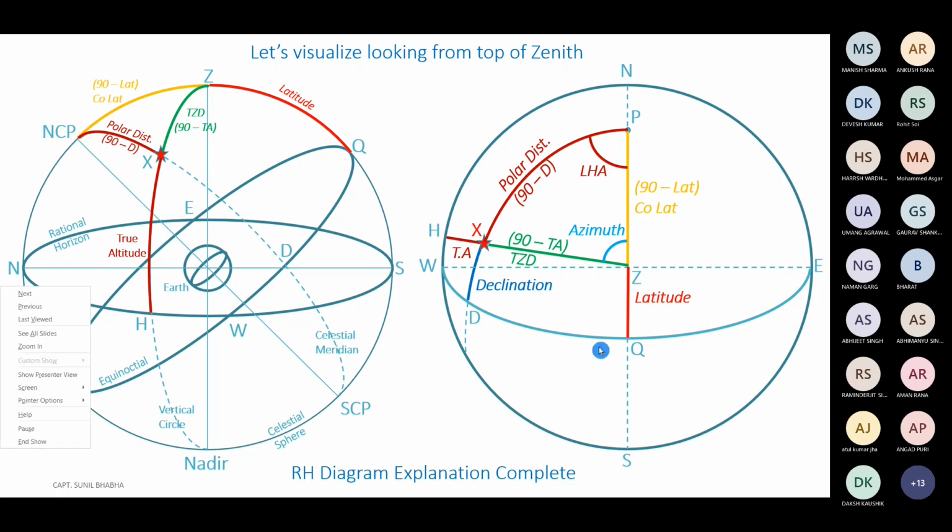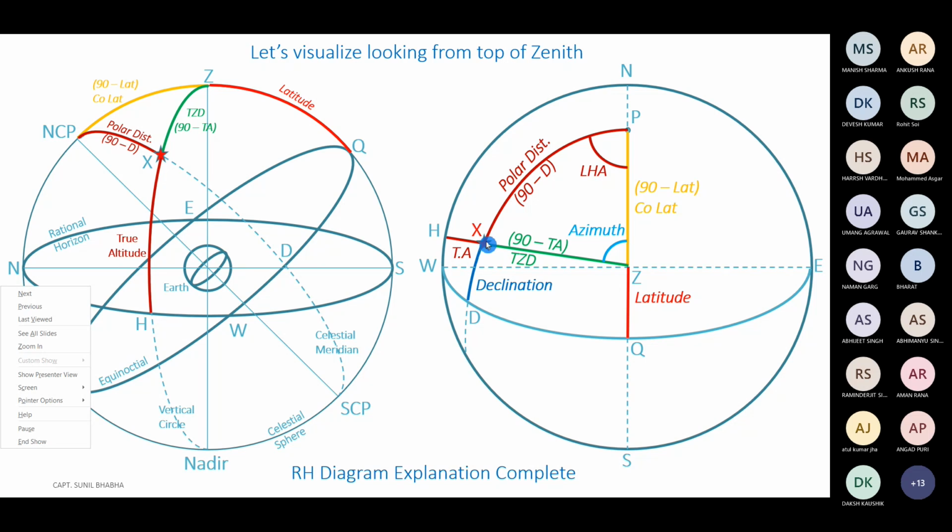Now, beta, someone asked in between about the MZD, meridional zenith distance. So we can see this MZD also in this particular diagram. Now, let's say we are discussing this star only. MZD is the meridional zenith distance. The meaning of MZD is the zenith distance of the body when it is on the meridian of the observer.